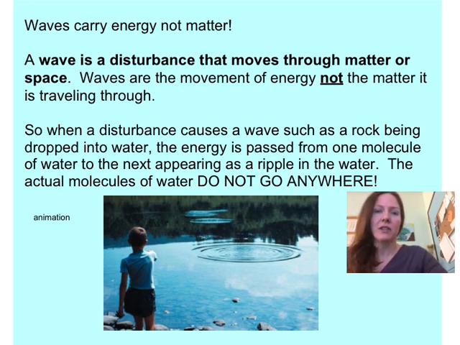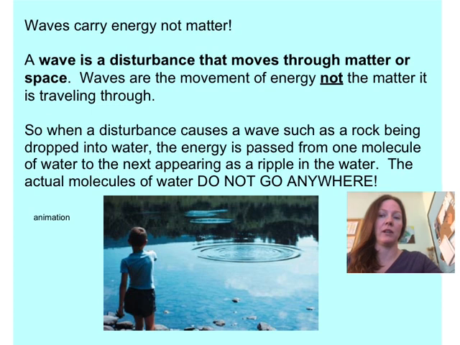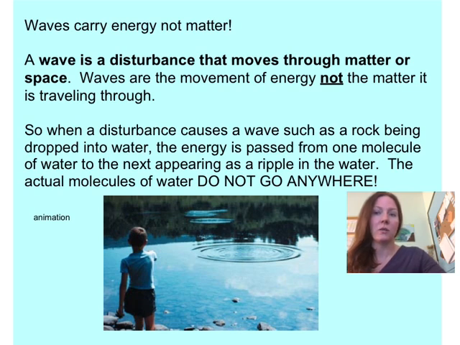What we're going to talk about first is mostly related to mechanical waves, but have some application to electromagnetic waves as well. First thing is to remember that in a mechanical wave, it is the energy that's moving and not the matter itself. So the matter is disturbed, so you see, say, a ripple in the water, but the water is not moving anywhere. So when a disturbance causes a wave, such as a rock being dropped in the water, the energy is actually being transferred from one molecule to another, disturbing those molecules as it passes. It's the energy, though, that's being transferred and not the matter itself.